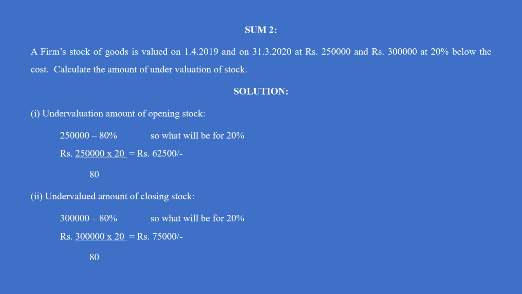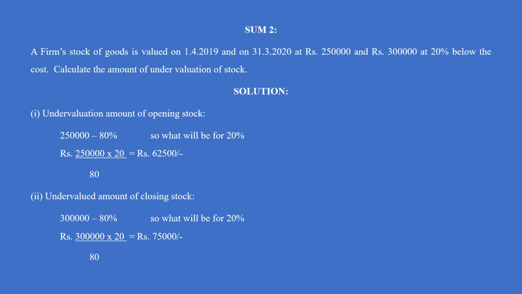So first we'll see the opening stock. 1/4/2019 is the opening stock, which is 2,50,000, and we know that it is 20% below the cost. So that means it is being valued at 80%. So 2,50,000 is 80% value. So we have to find out what is the remaining 20%. So if 2,50,000 is 80%, what is 20%? In that case, what you should do is 2,50,000 into 20 divided by 80. You will get the value of the 20%. If you do that, you're getting 62,500 as your undervalued opening stock.